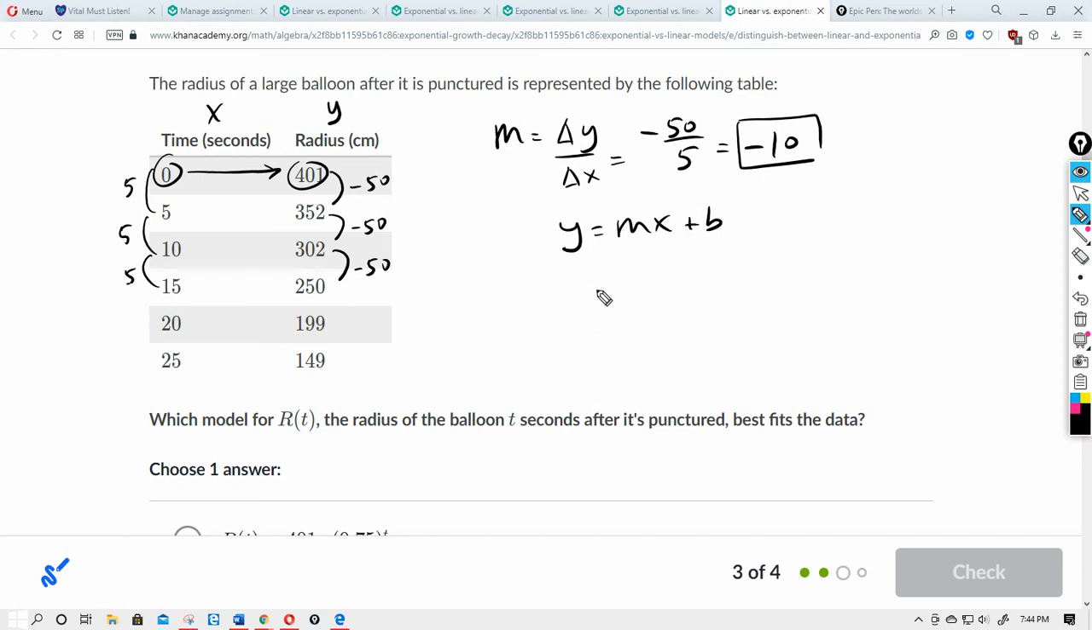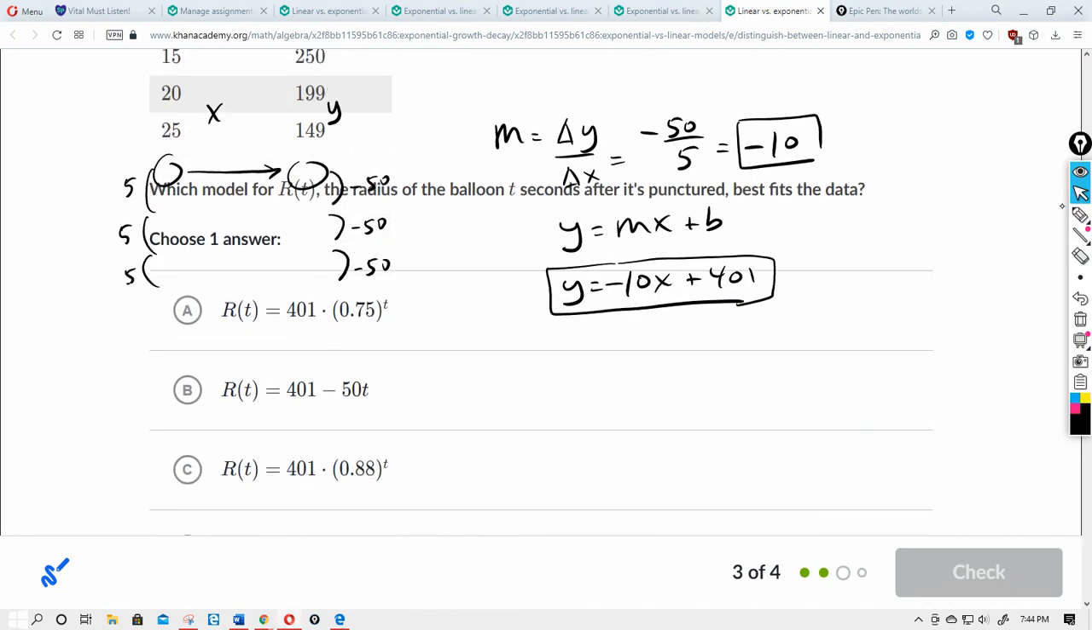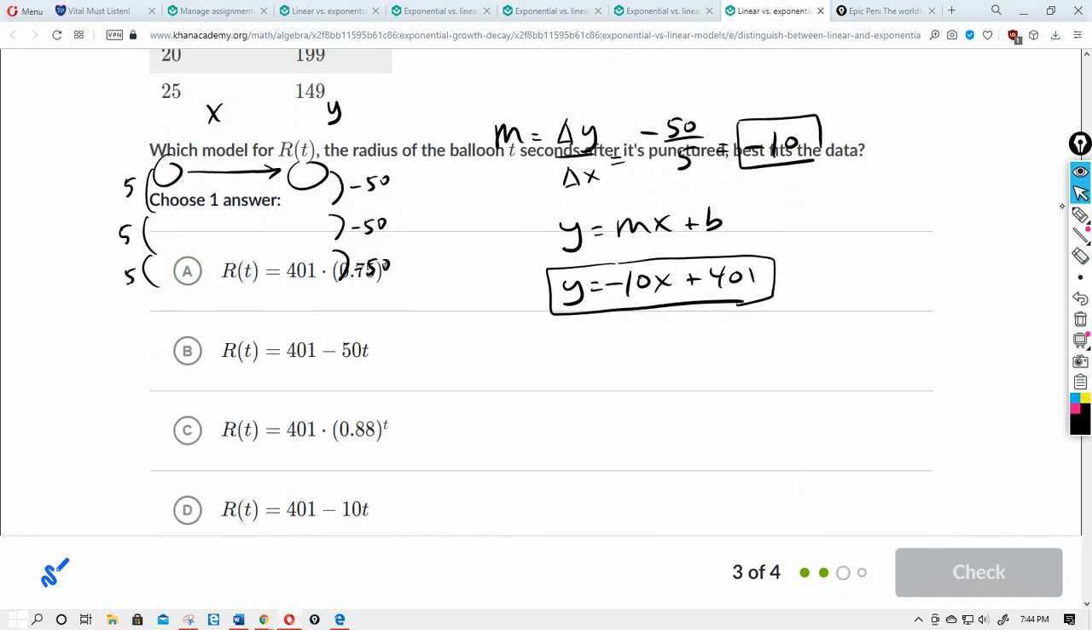So y equals mx plus b. Y is going to be negative 10x plus 401. Okay, and that x might be a t, just so you know. Negative 10x plus 401. Negative 10t plus 401, or 401 minus 10t. Same thing.